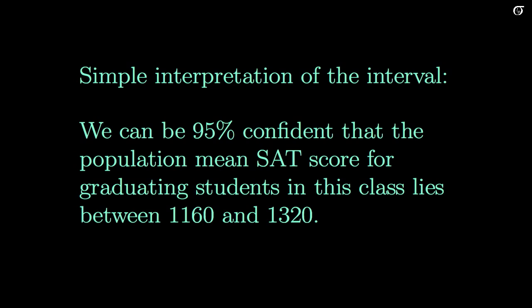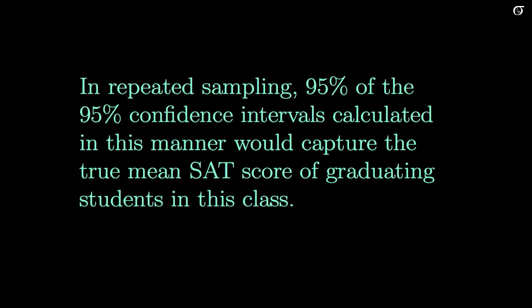Now, from the other perspective, from the repeated sampling argument, we could say in repeated sampling, 95% of the 95% confidence intervals calculated in this manner would capture the true mean SAT scores of graduating students in this class. But we have one of those intervals, and if 95% of the intervals capture mu, and we have one of them, then we can be 95% confident that our interval was one of those that would capture the true value of mu.